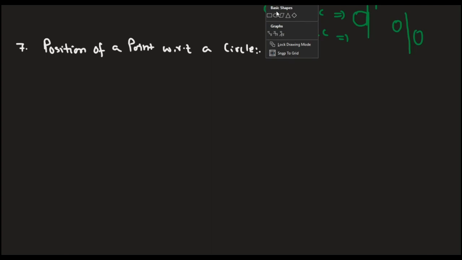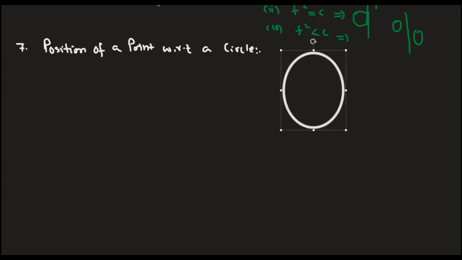So suppose I am taking my circle like this one, and one point is there. Suppose the point is here. So this point is P, whose coordinate is x1 comma y1. Now we are interested in how we can find the condition that P is lying outside of the circle, on the circle, or inside the circle.